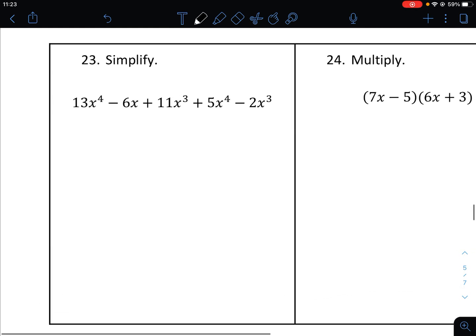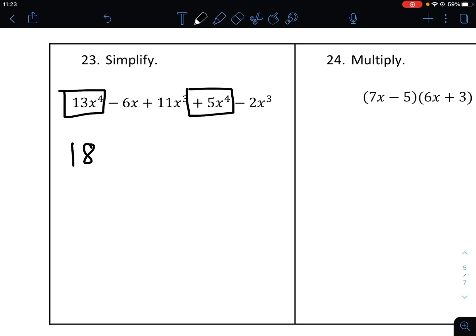Numbers 23, 24, and 25 are very similar. We're going to follow those same patterns. Our biggest exponent here was x to the fourth, so let's combine our x to the fourths. 13x to the fourth plus 5x to the fourth is 18x to the fourth. X to the third, I have 11 of them here. I'm going to take away 2 here, leaves me with 9. And then negative 6x stands alone.